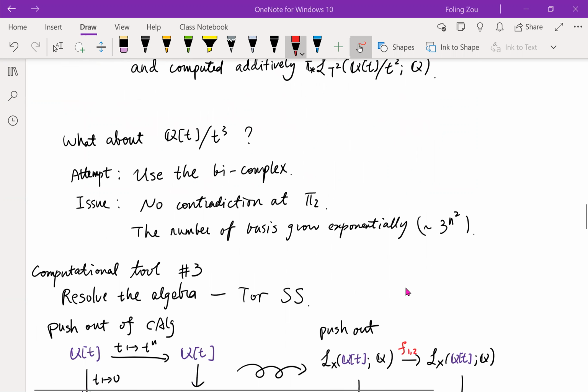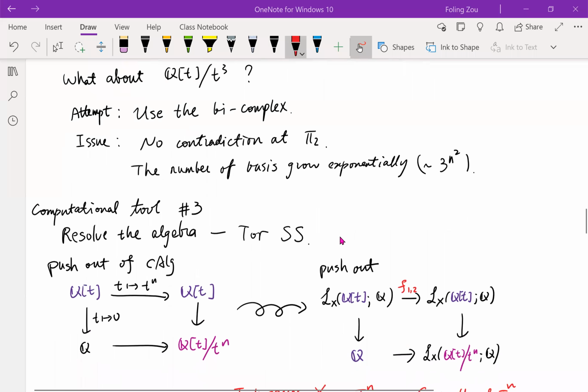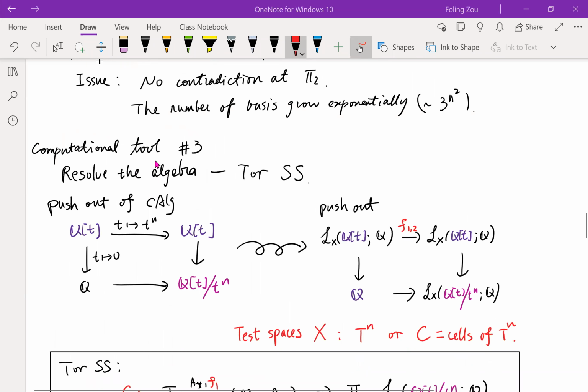Okay, so we want to extend this, and we ask this question: what about Q[t] mod t to the third? If we try to use this bar complex, we see that there is no contradiction in pi2, and also the number of basis elements grows exponentially, because now at each slot you have, instead of 1 and t, 1, t and t squared. So there are a lot of basis elements to test, and this is not very easy to compute. Well, it's very tedious. So we use this new idea that we resolve the algebra.